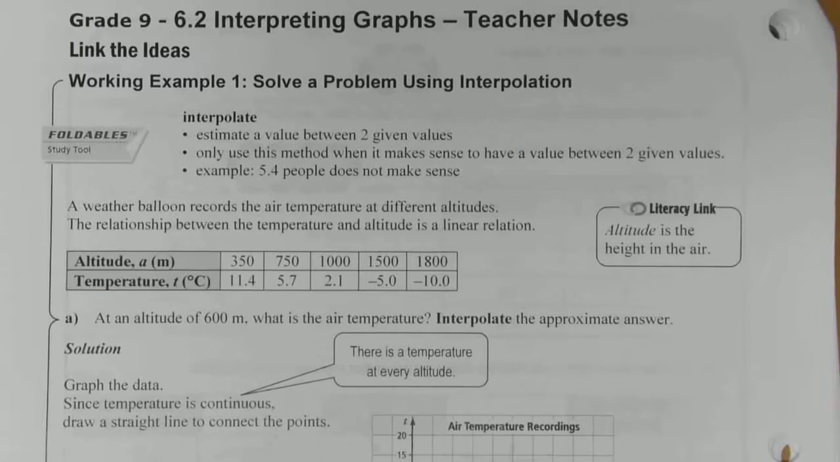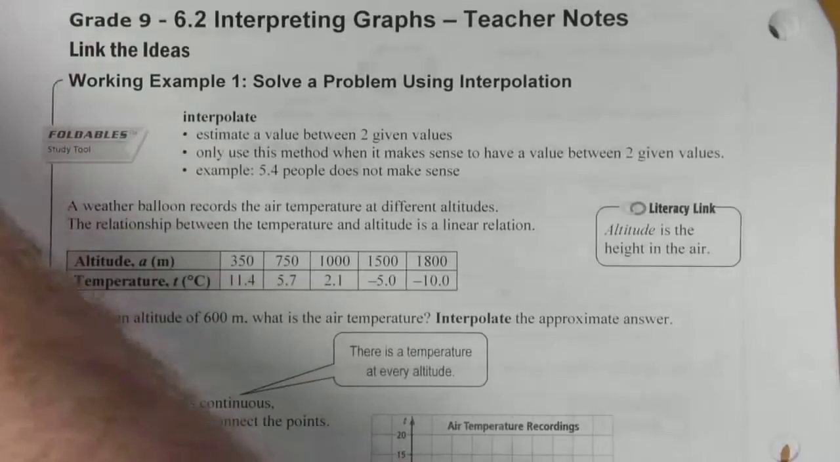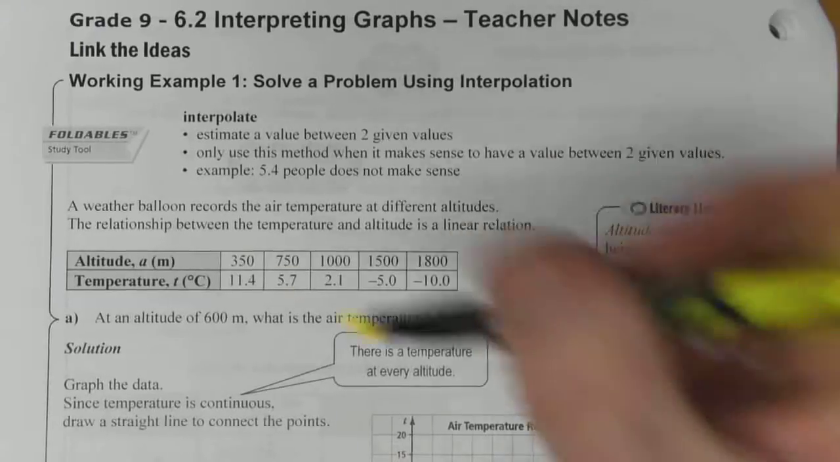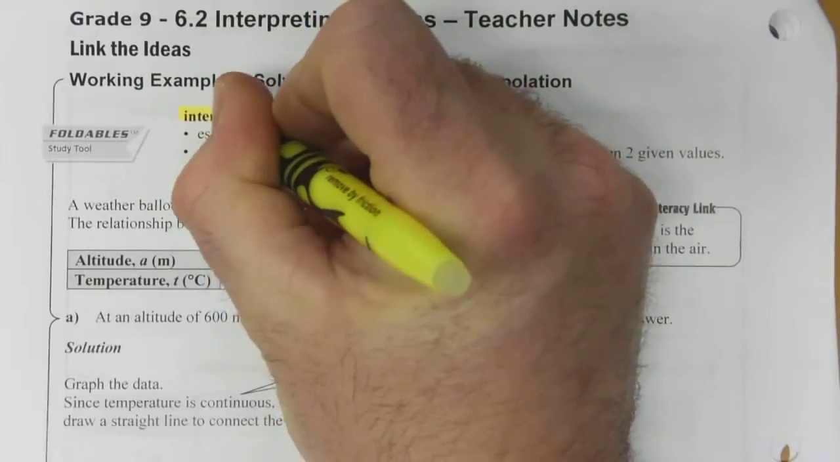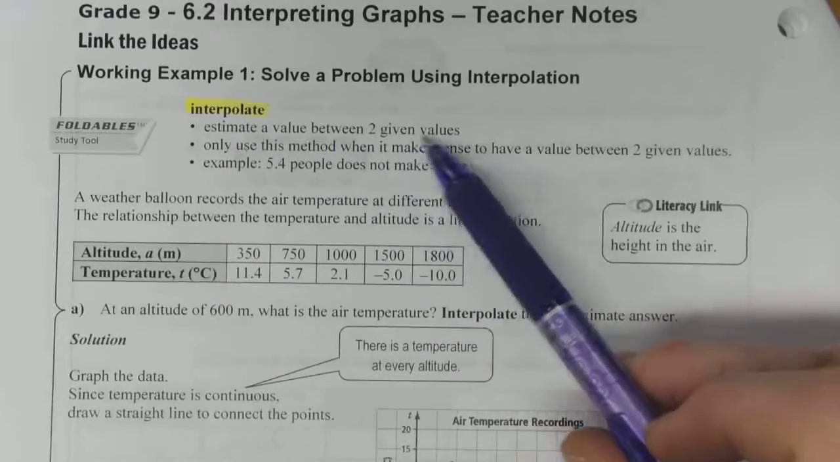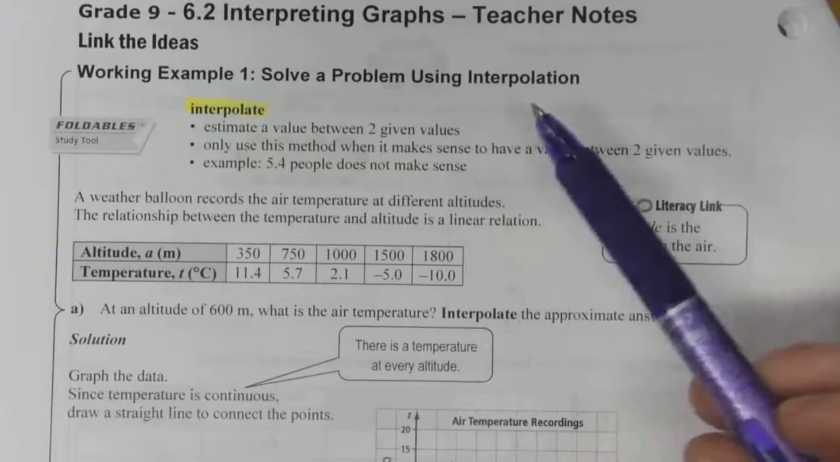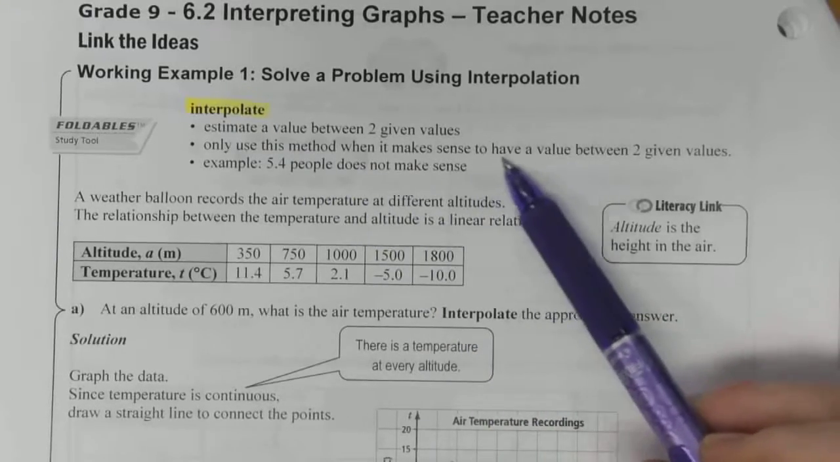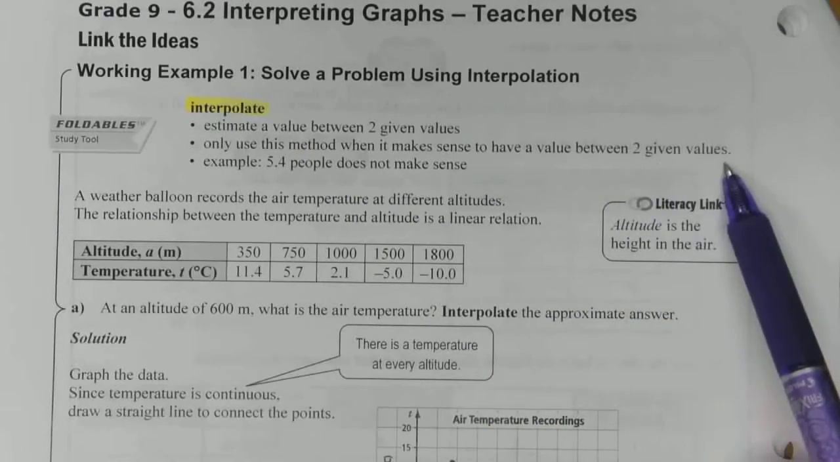2 is about interpreting graphs. So we're going to begin with working example number 1, solve a problem using interpolation. Interpolation is a term that you need to understand, or to interpolate means to estimate a value between two given values. You only use this method when it makes sense to have a value that is between two given values.